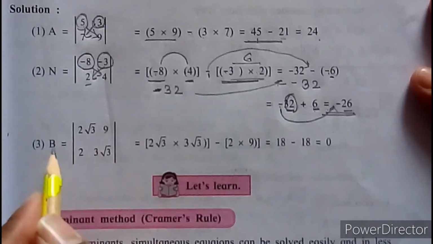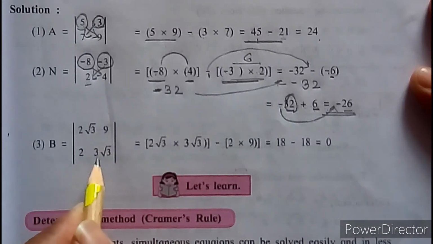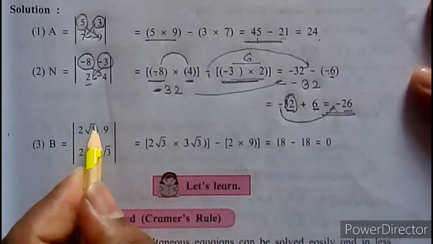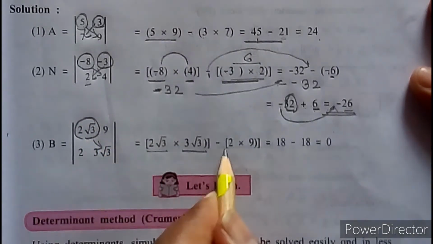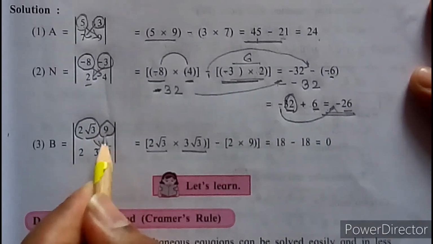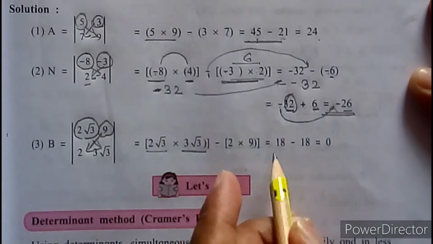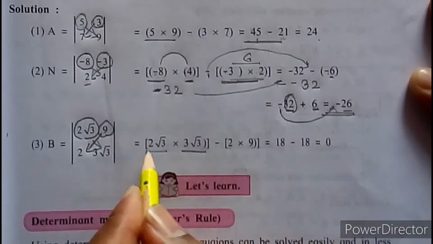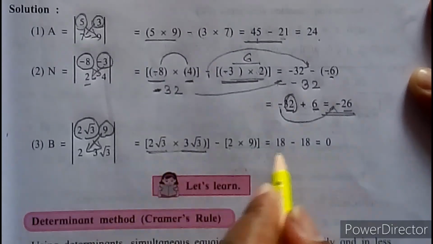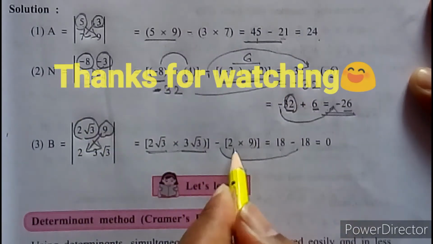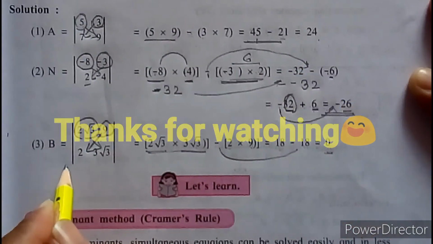Here the third determinant, 2 root 3, 9 are the elements in the first row, 2, 3 root 3 are the elements in the second row. Now this 2 root 3 is multiplied with 3 root 3. Then minus, this 9 is multiplied with 2. Now 2 into 3 is 6, and square root 3 into square root 3 is 3, and its multiplication is 18. Minus as it is, now 2 into 9 is 18. Now 18 minus 18 equals 0. 0 is the value of this determinant B.